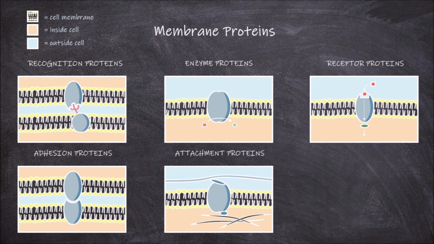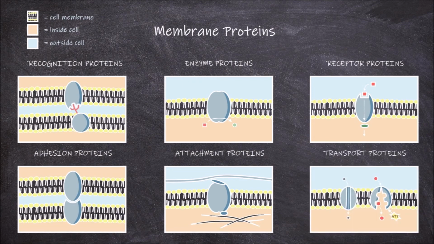The last kind of membrane protein we are going to go over are the transport proteins. These function in the movement of ions and molecules across the cell membrane. There are two types of transport proteins found in the cell membrane: channels and pumps. Channel proteins are involved in the process of passive transport of molecules moving across the cell membrane down a concentration gradient from higher to lower concentration.